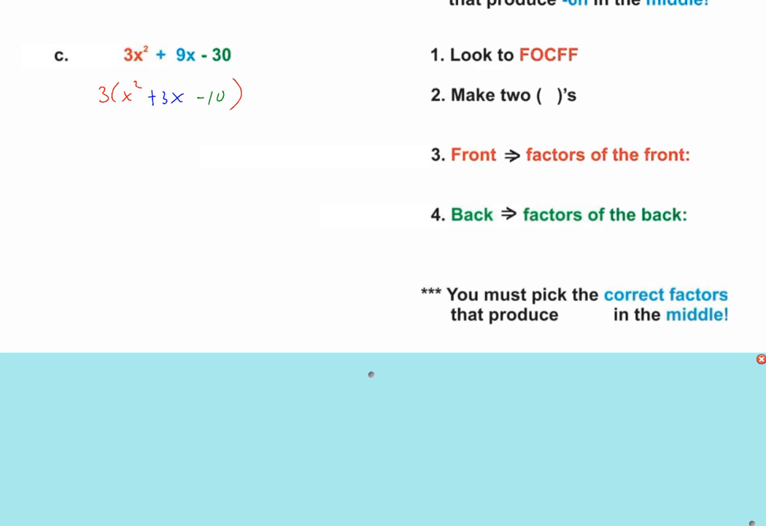Now, go ahead and finish it. By the way, don't forget about that 3. It's still there. Go ahead and finish it. Make sure you know what you're shooting for. If you don't know where you're aiming, you're not going to hit it.